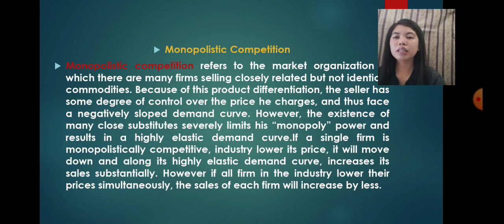Then the monopolistic competition. Monopolistic competition refers to the market organization in which there are many firms selling closely related but not identical commodities. Because of this product differentiation, the seller has some degree of control over the price he charges, and thus faces a negatively sloped demand curve. However, the existence of many close substitutes severely limits his monopoly power and results in a highly elastic demand curve.